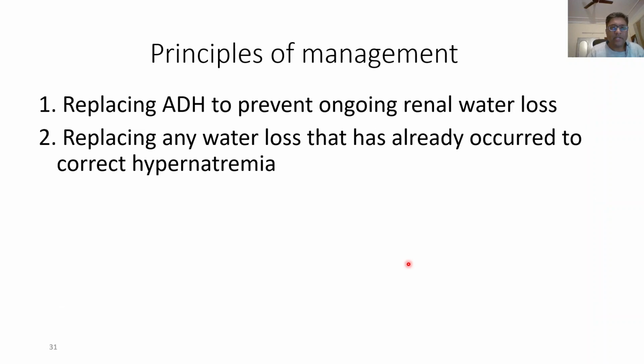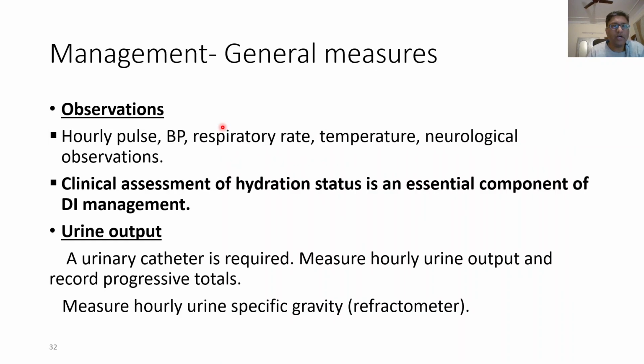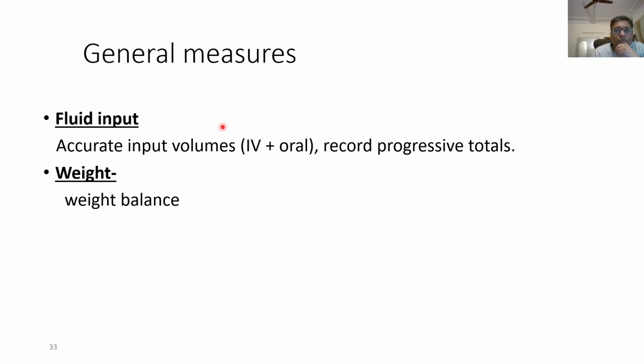The principle of management in DI remains replacing the ADH, because there is no ADH being secreted in central DI, to prevent ongoing renal water loss and replace any water loss which has already occurred. Observation: hourly pulse, blood pressure, respiration, temperature, neurological status, of course. Clinical assessment of hydration status is essential. Keep monitoring the urine output. If the child is losing a lot of urine, you have to replace that urine with hypotonic fluids. Fluid intake and output has to be carefully measured.